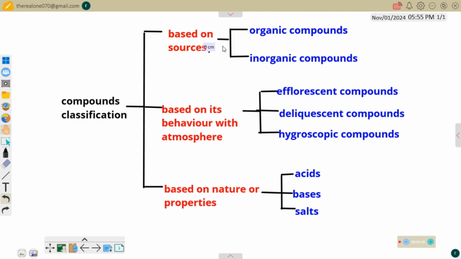Now consider what we have under each classification. Based on sources, we have two types: organic compounds and inorganic compounds. Based on behavior with the atmosphere, we have efflorescent compounds, deliquescent compounds, and hygroscopic compounds. Based on nature or properties, we have acids, bases, and salts.